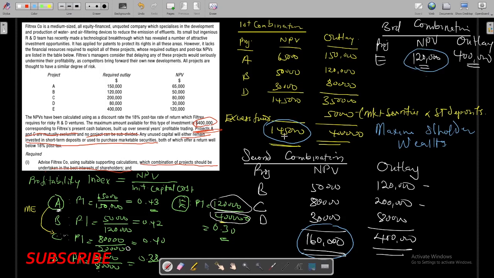Now for the first combination we have 145,000, the second 160,000, and the third is 120,000. So we see that the best combination is the second combination because it offers higher returns. Therefore, the projects that will offer the best interest of shareholders is project B, C, and D. Hope you understand.